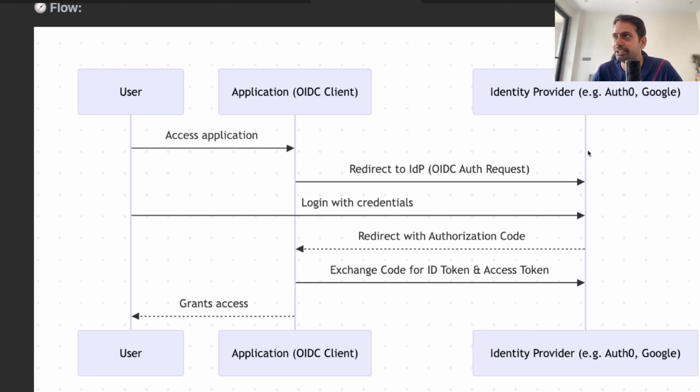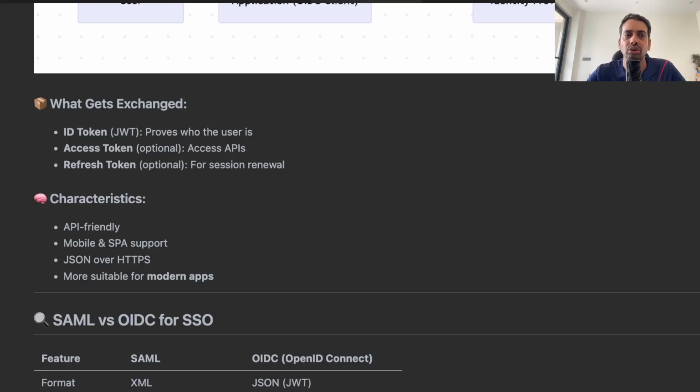Same thing is happening in OIDC. We will be redirected to the OIDC IDP. We will enter the credentials if we are not logged in. Then it will redirect you with the authorization code, and we will exchange it for the ID token and access token. So the flow is still OAuth 2.0, and it is just adding this ID layer on top of it, right? Your IDP, identity provider, may be Auth0, Google, Microsoft, and this is the OIDC client. Here we are exchanging the ID token, which tells who the user is, the access token to access the API, and the refresh token for session renewal.